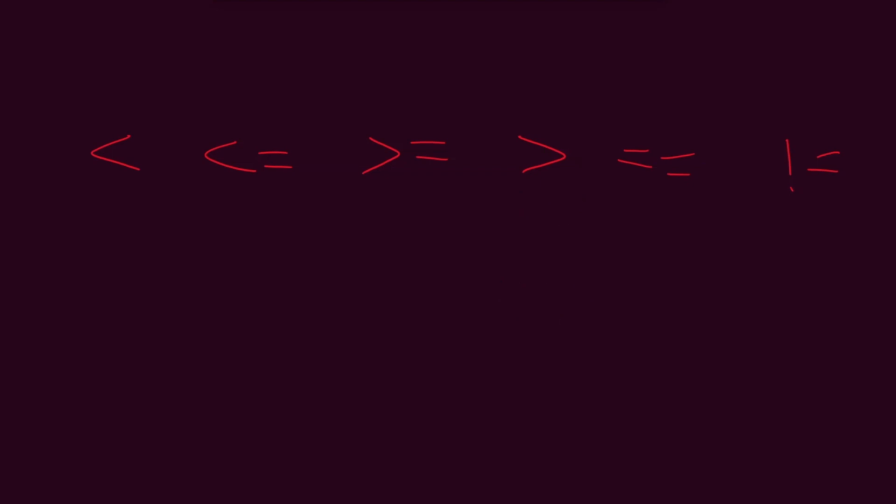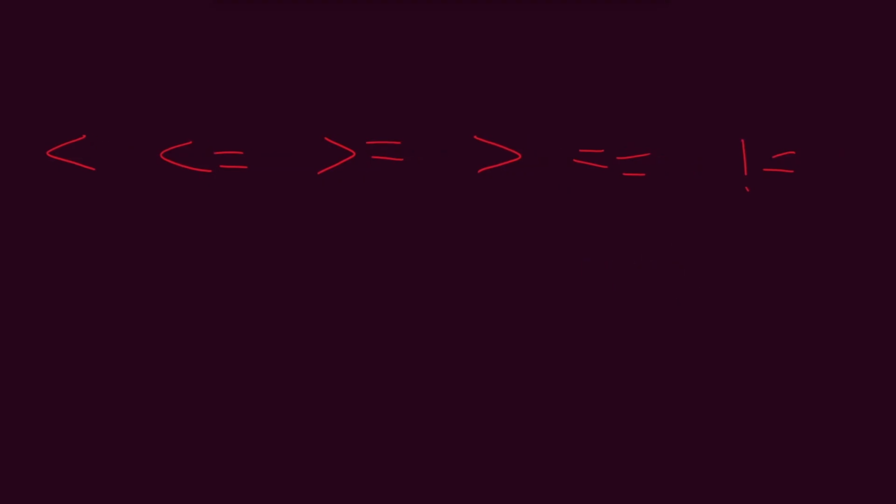This one compares two values to see if they're equivalent to each other. So is 5 equal to 3? Well, that's not true, so it's going to return false. And the last one checks if they're not equal to each other. So does 5 not equal 3? Well, that's true, so it's going to return true.